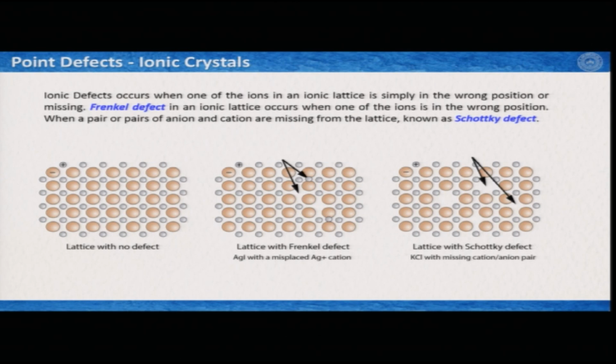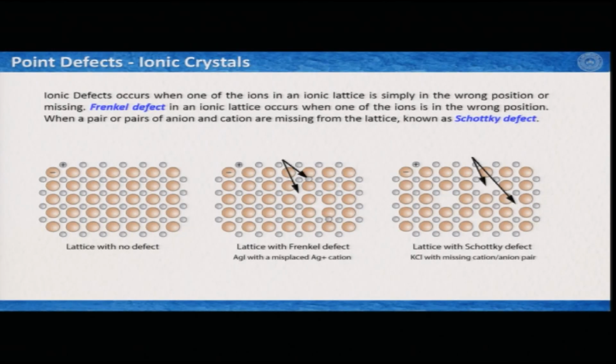And as we have classified, there are two types of ionic crystal defects. One is Frenkel defect and another is Schottky defect. Now, ionic defects occur when one of the atoms in an ionic lattice is simply in the wrong position or missing. In this context, a Frenkel defect in an ionic lattice occurs when one of the ions is in the wrong position.